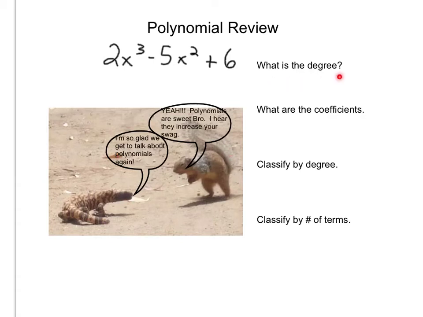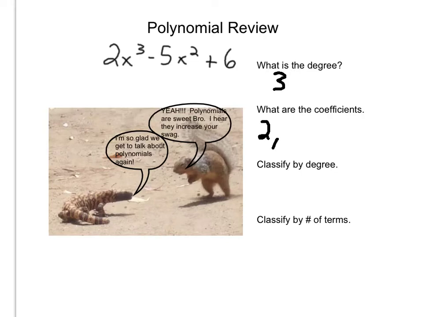First thing we want to know is, what is the degree of this polynomial? Well, the degree is the highest exponent, so the degree is 3. Okay. What are the coefficients? Well, the coefficients, we've got to take into account the highest degree. So we got 2.